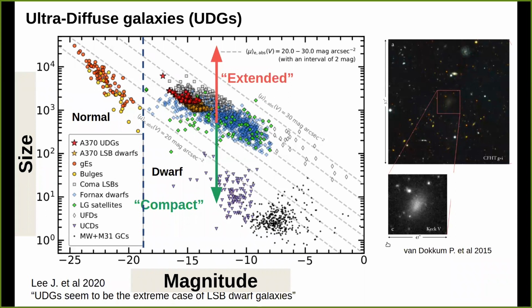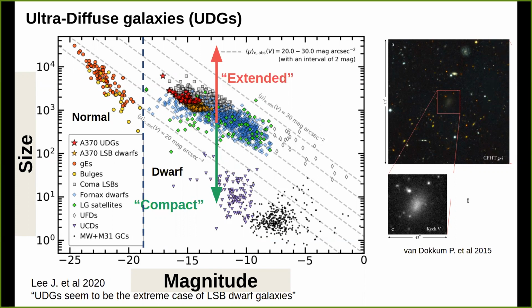So we have, for the same magnitude or stellar mass, what we call normal dwarf galaxies, but we also have both extended and compact galaxies. From those extended, a class that has gained popularity these last years are the ultra-diffuse galaxies, or UDGs. These are a kind of dwarf with extremely low surface brightness. Here on the right, we have one example of UDGs in the Coma cluster from the work of van Dokkum.